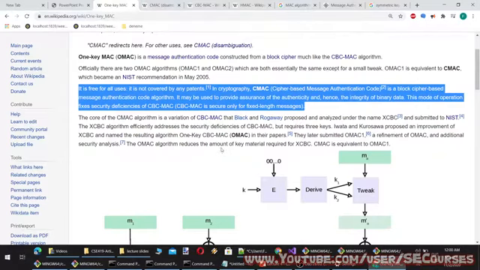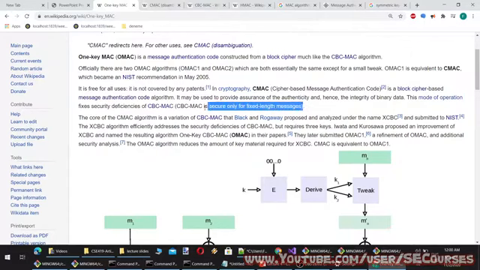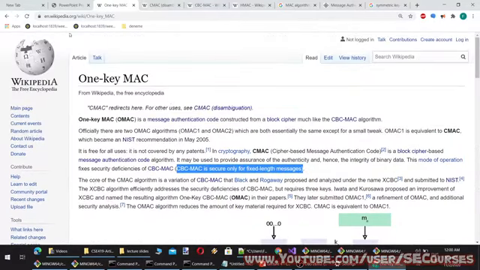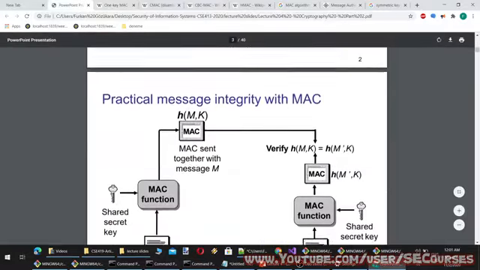In cryptography, CMAC, cipher-based message authentication code, is a block cipher-based message authentication code algorithm. It may be used to provide assurance of the authenticity and, hence, the integrity of binary data. This mode of operation fixes security deficiencies of CBC MAC. CBC MAC is secure only for fixed-length messages. Okay, so it looks like CMAC is the best one.